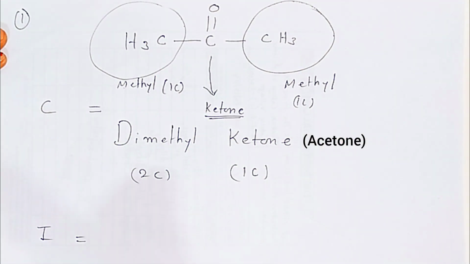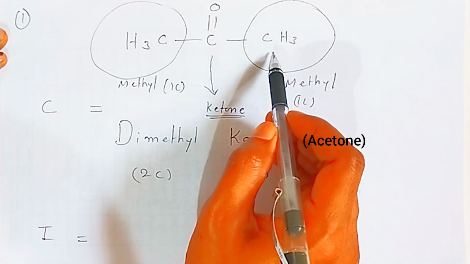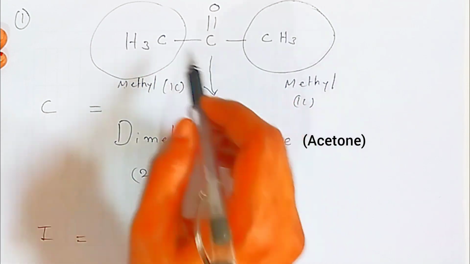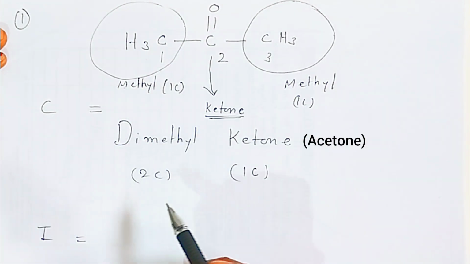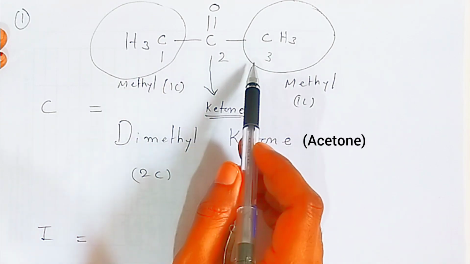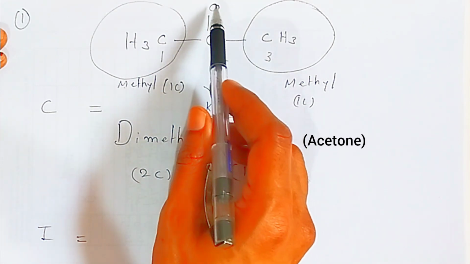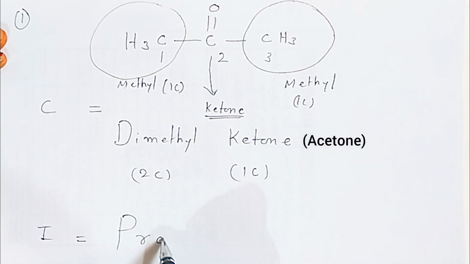In the IUPAC system, students, you have to select the longest chain of carbon containing the carbonyl. You can put the number from this side also. So I am numbering from this carbon as carbon number 1, this is 2, and this is 3. Okay students, in total it contains 3 carbons, so we would call it propane, but it contains a carbonyl group, so we call it propanone. So what will be the name, students? It is called propanone.